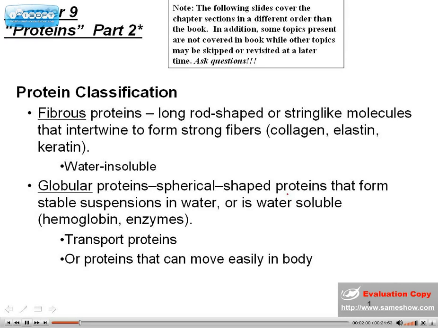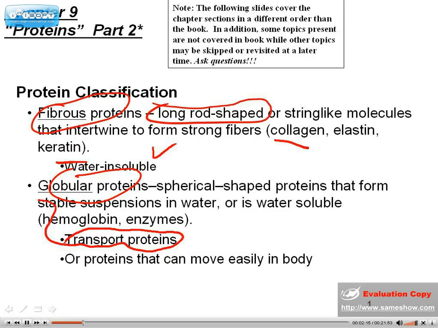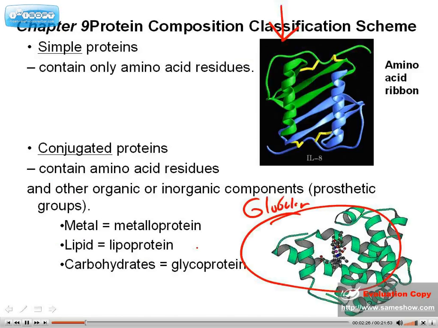Fibrous proteins tend to be related to structure, such as collagen or keratin, and are highly water insoluble. Globular proteins, they have diverse functions, such as transport proteins. This is the common shape that you find enzymes in, as well as your immune system, immunoglobulin proteins. So let's go to the next one.